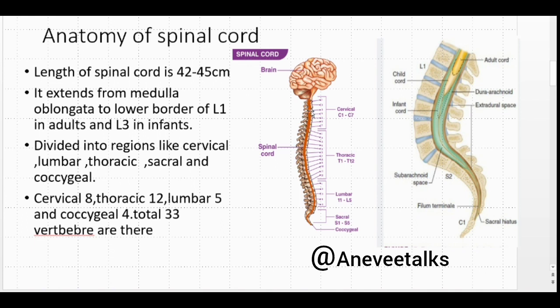And it is covered by the vertebrae. These vertebrae total 33, from cervical to coccygeal: 8 cervical, 12 thoracic, 5 lumbar, and 5 sacral. Coccygeal are 4 in number. This is the spinal cord structure. You can see here that in adults it ends at L1, and in children it will end at L2 or L3.